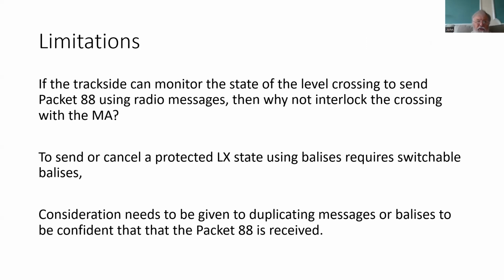So what are the limitations? Well, if the trackside can monitor the state of the level crossing in order to send packet 88 using radio messages, so that you can say the crossing is unprotected and then subsequently protected, you ask yourself, why not just interlock the level crossing with the movement authority? If you wish to send and cancel a protected level crossing state using Balise groups, then you're going to need switchable Balises. And whichever way you do it, you're going to need to consider whether you need to duplicate the messages of Balises, particularly the one to tell the onboard that the crossing is unprotected.